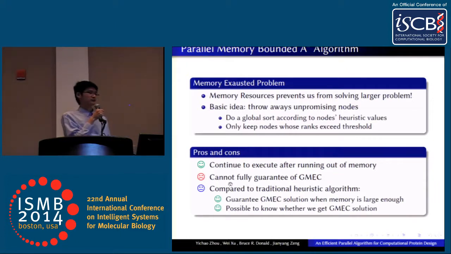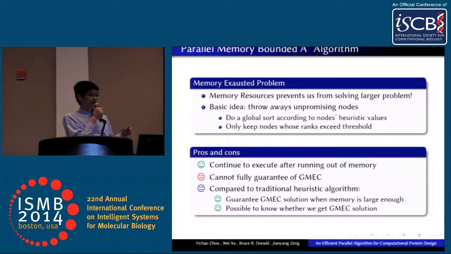The benefit of this merge is obvious. We are able to continue to run the search algorithm, run the protein design problem after we run out of the memory. However, if we throw away some nodes in the middle of the A-star search algorithm, we cannot fully guarantee that the global minimum energy conformation will be found.